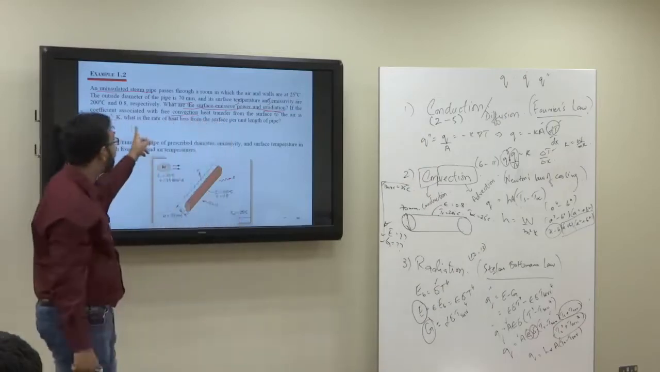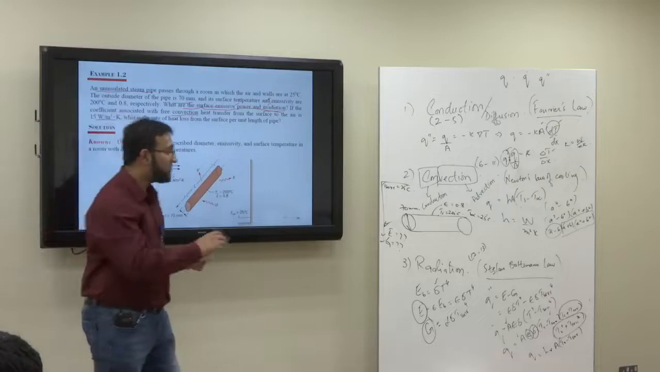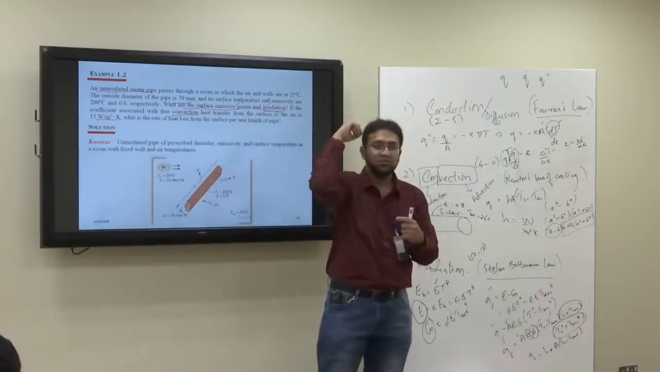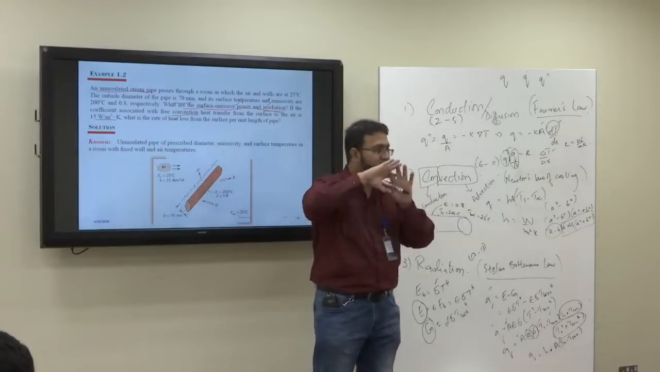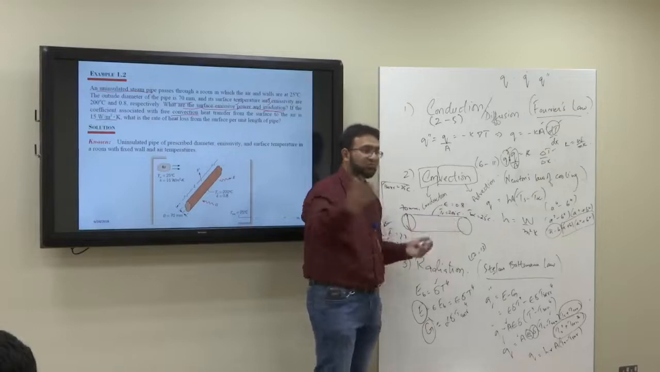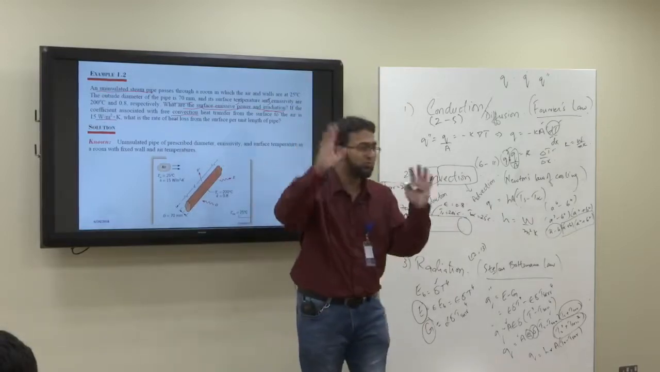What is the rate of heat loss from the surface per unit length of the pipe? Now the thing is that you have a pipe. Let's say this is the room and the pipe is going through the room. Now the pipe is uninsulated, so there will be heat loss. The pipe is very heated, 200 degrees centigrade. The room is 25 degrees centigrade. So obviously heat will be transferred from the pipe to the room.